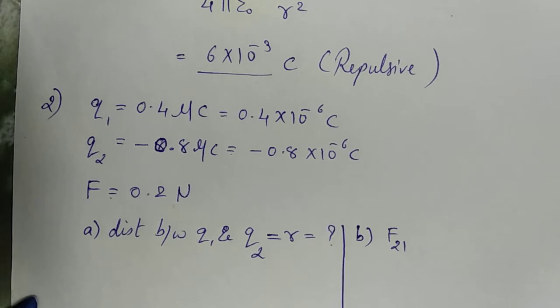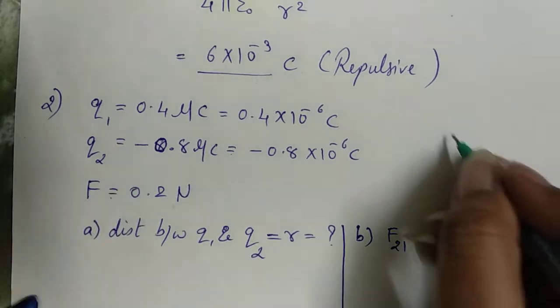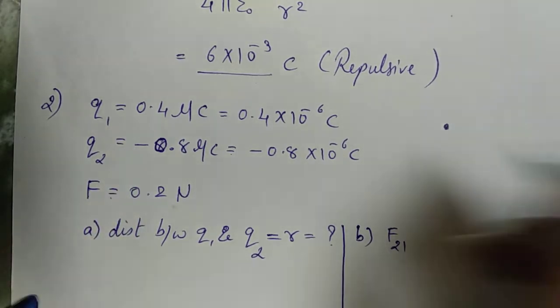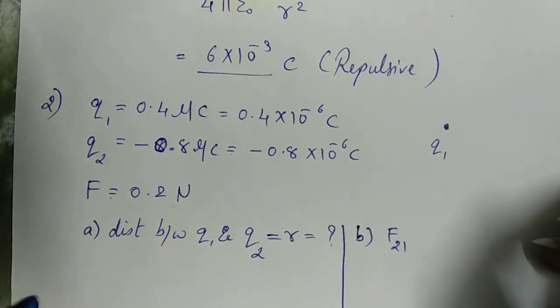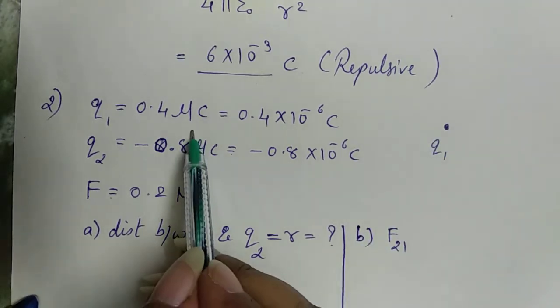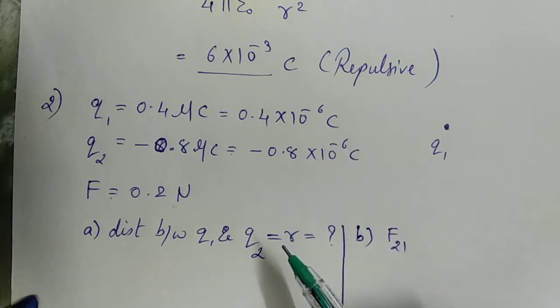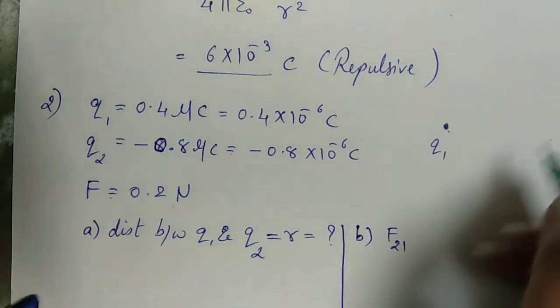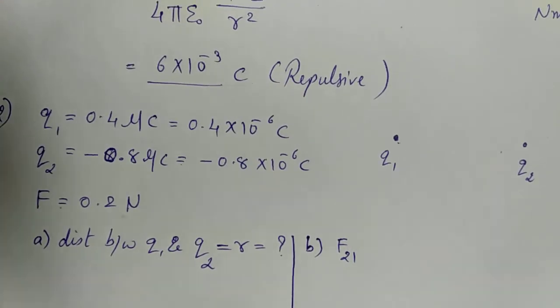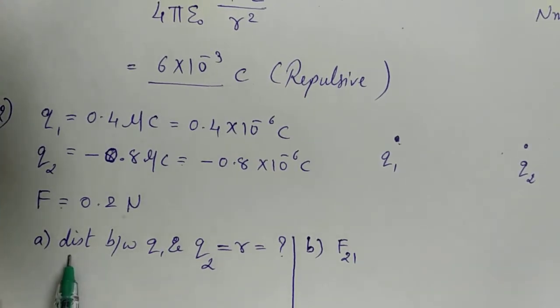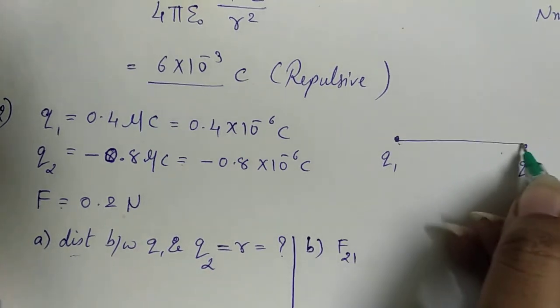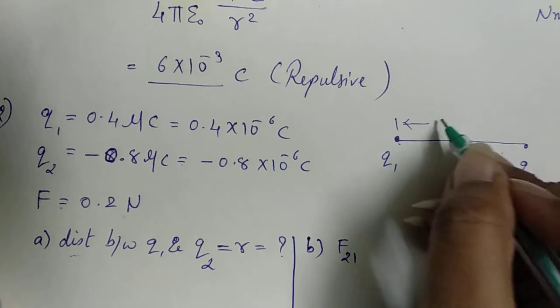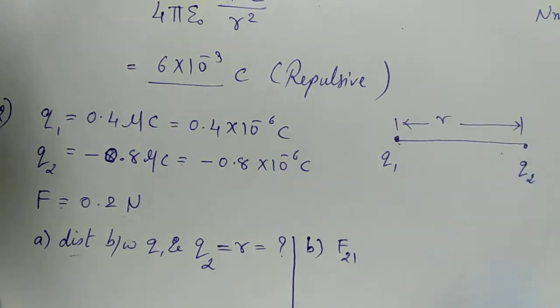In second numerical, again they have given two charged spheres. They have given the value of the charges of the spheres also. It is given in microcoulomb, so we have converted it into coulomb. Now they have given the force acting between these two charged spheres, and we need to calculate the distance between Q1 and Q2, that is R.